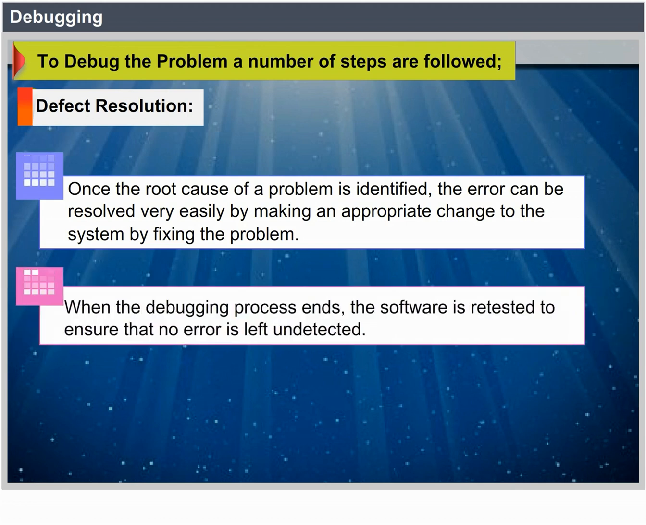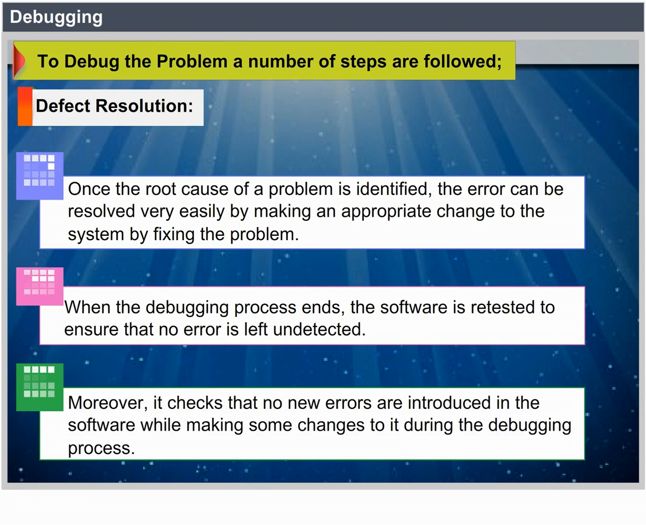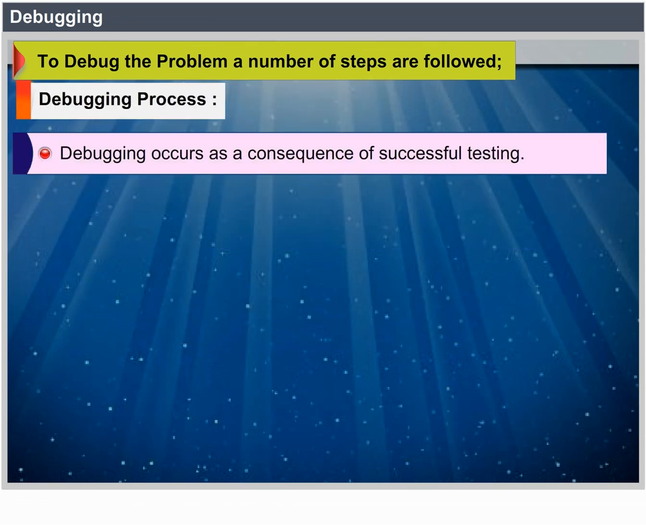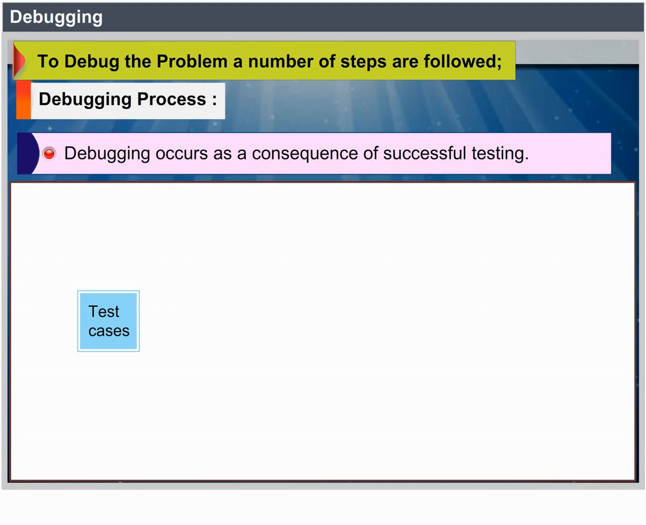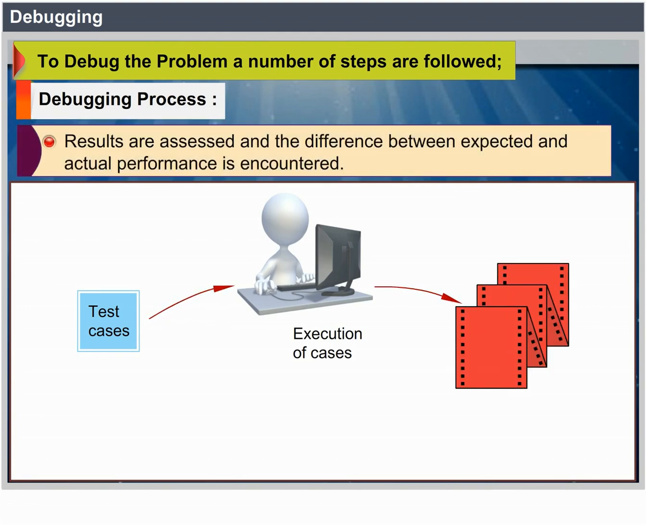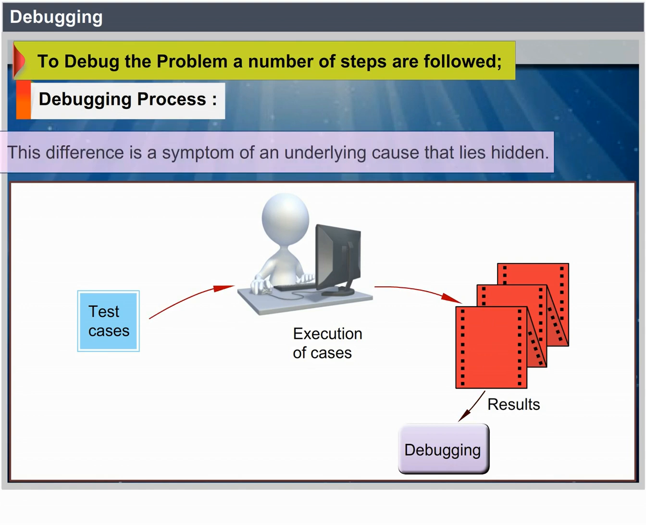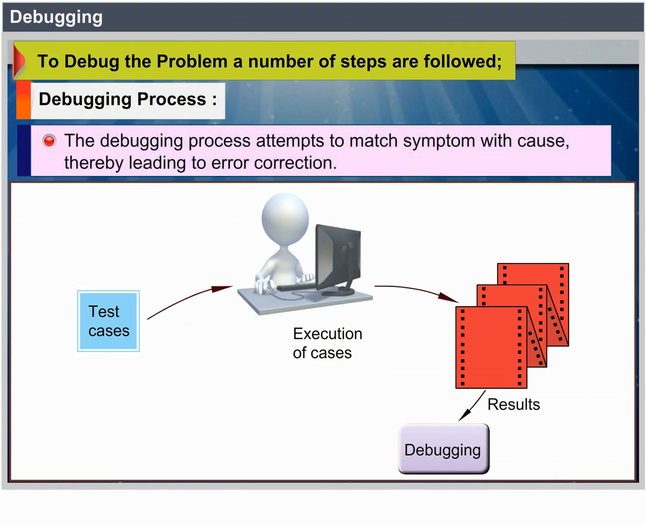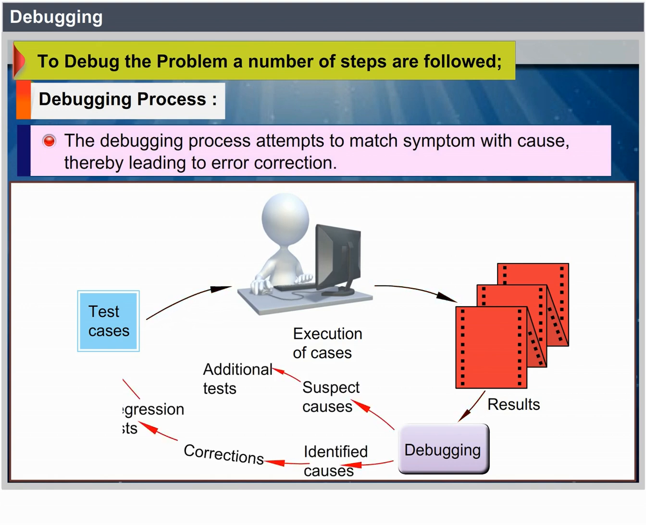When the debugging process ends, the software is retested to ensure that no errors are left undetected. Moreover, it checks that no new errors are introduced in the software while making some changes to it during the debugging process. Debugging process. Debugging occurs as a consequence of successful testing. The debugging process begins with the execution of a test case. Results are assessed and the difference between expected and actual performance is encountered. This difference is a symptom of an underlying cause that lies hidden. The debugging process attempts to match symptom with cause, thereby leading to error correction.